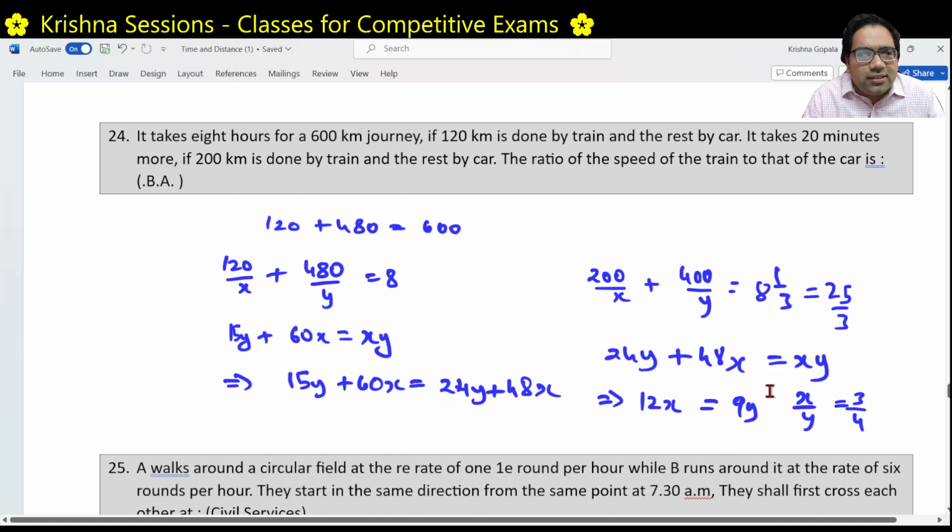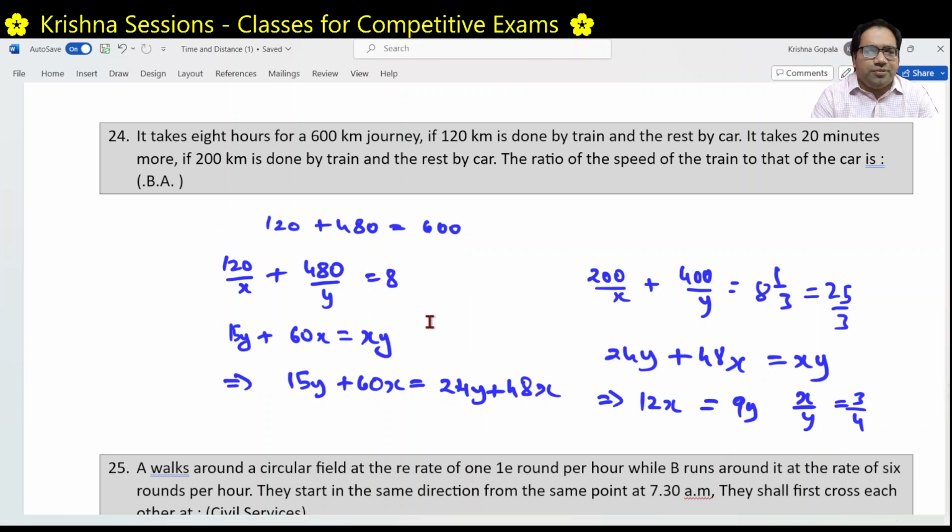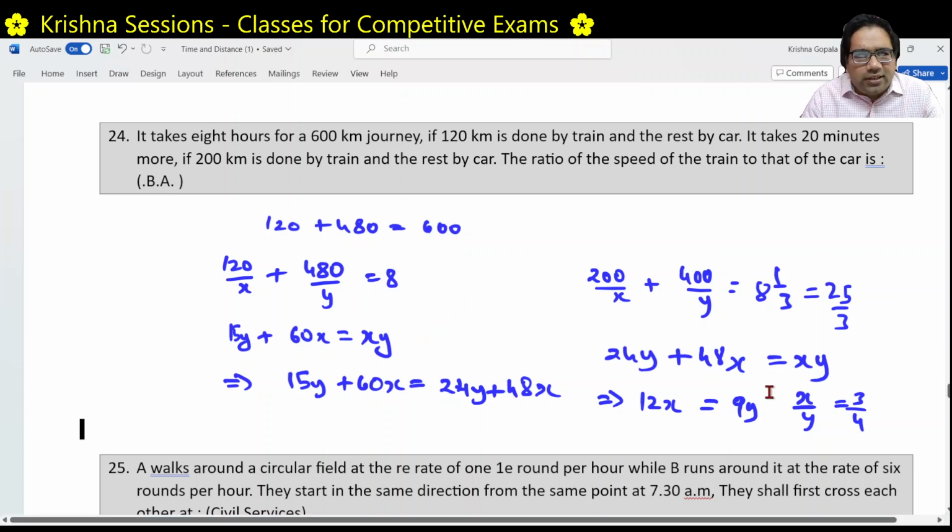If you want, you can solve what exactly the time is also. If you substitute y equal to 4x by 3 in this equation, you'll be able to find out what exactly x is and what exactly y is. Here it is asked about the ratio only. So if you still want to calculate, you can always do that. If you substitute x equal to 3 by 4y here, or y is equal to 4 by 3x here, you will be able to solve this equation.